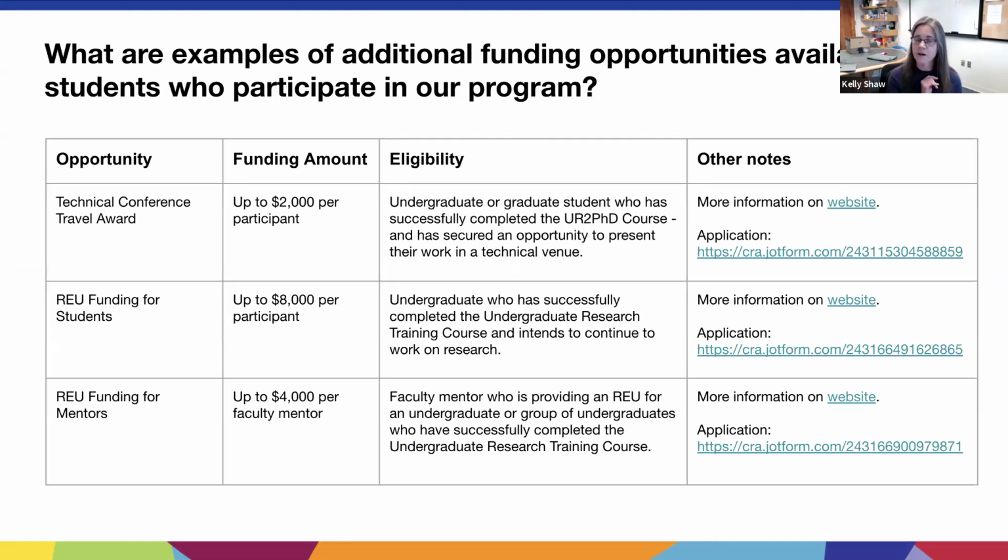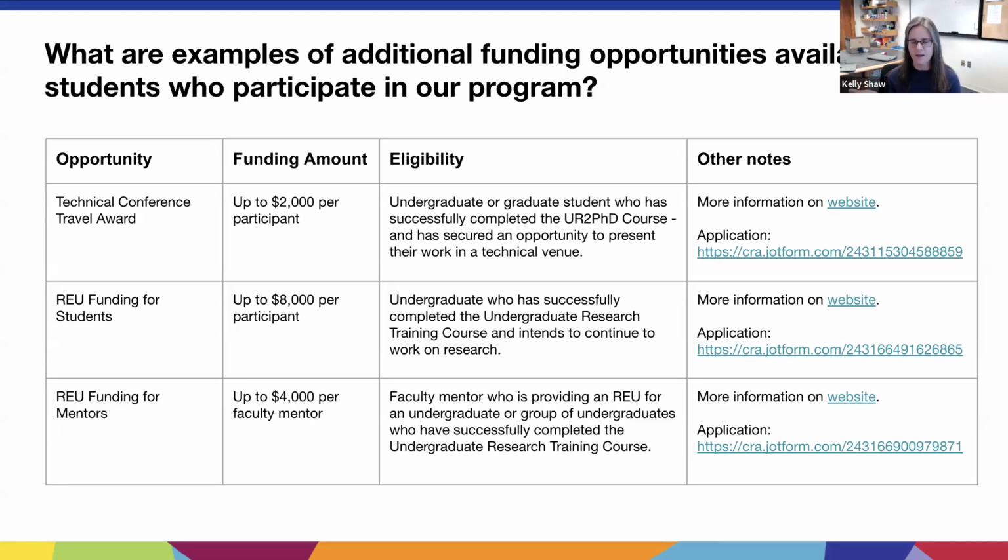So if you are not a person who has an NSF award, you can apply for funding from UR2PhD. So we have funding for students for an REU, for example, summer REU that have completed the undergraduate research training course for up to $8,000 per participant. We also have funding for mentors of those students who are going to be mentoring the students during the summer, for example, and that is up to $4,000 per faculty mentor.